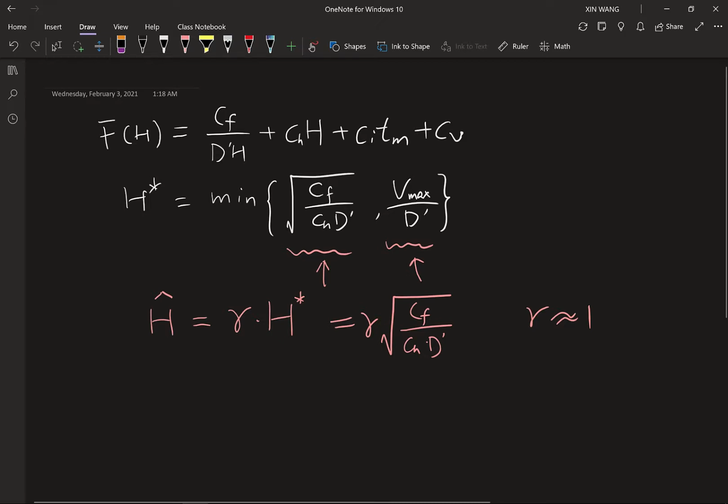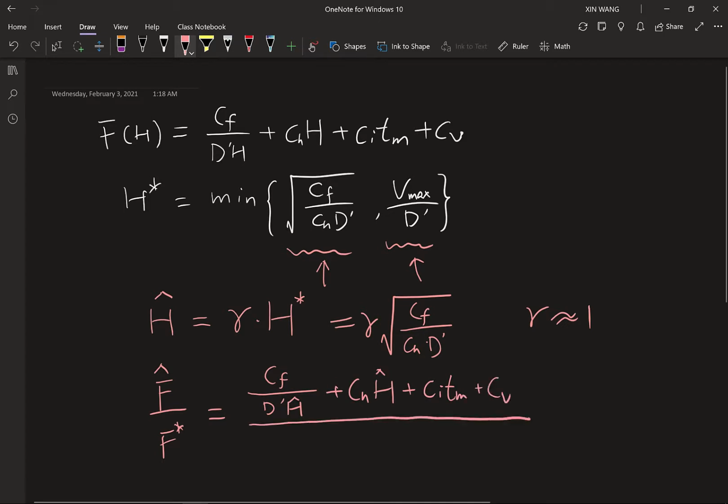Now let's see how this gamma would affect the total cost under the decision with errors. That means we need to evaluate the new objective divided by the optimum objective. To calculate the new objective, we just plug in these functions. Except for the cost associated with the decision variable, headway, we have two constant terms.